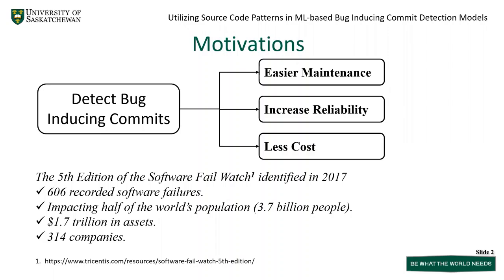Here, an example shows that about 606 recorded software failures impacted about 3.7 billion people, 1.7 trillion US dollars in assets, and 314 companies. If we can detect software bugs early, it can help both the software developer and the software industries.